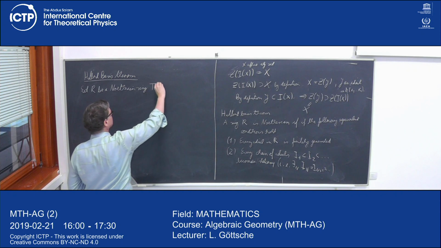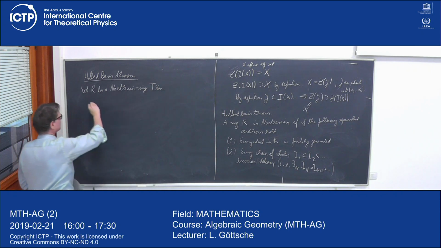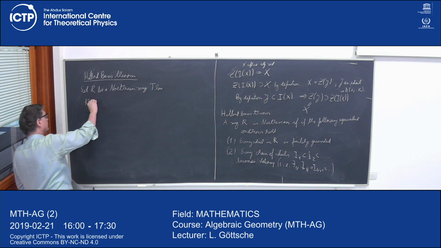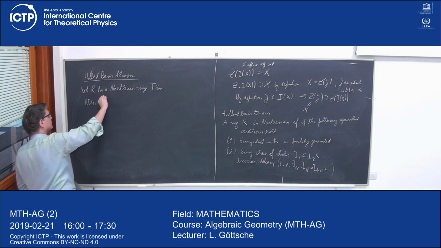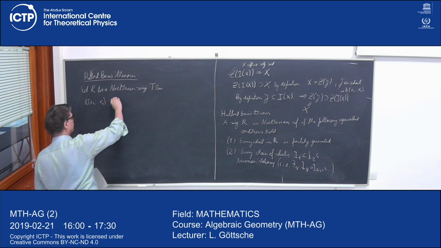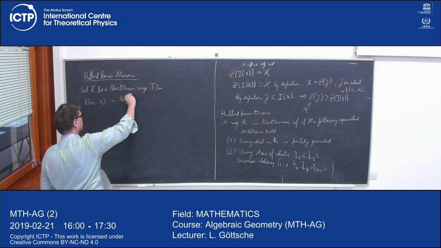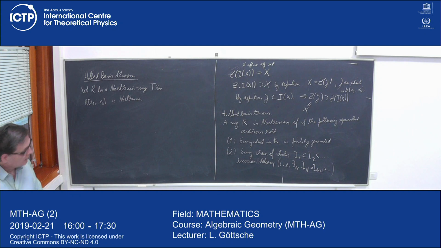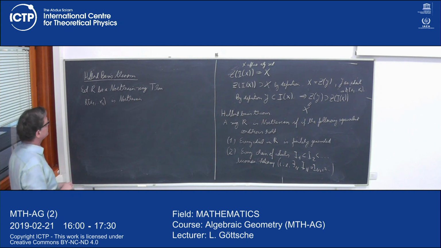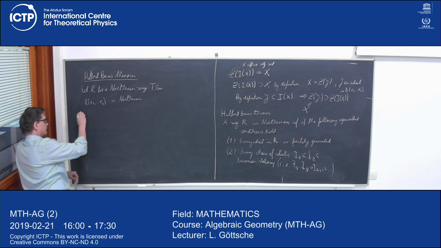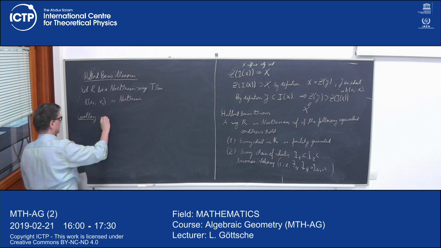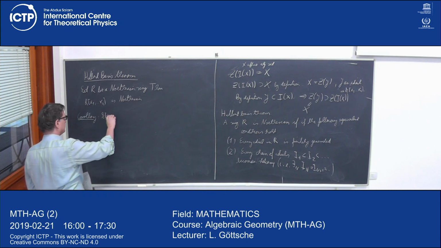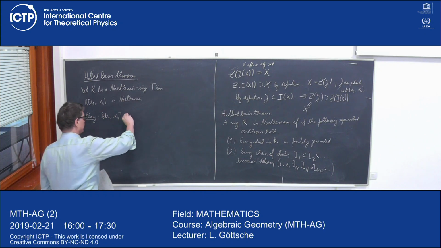Then, if I take polynomials R[x1,...,xn], the coefficients in R, this is also Noetherian. Okay, so what we are really interested in is the case that R is just the field K. So as a corollary, we have that our K[x1,...,xn] is Noetherian.